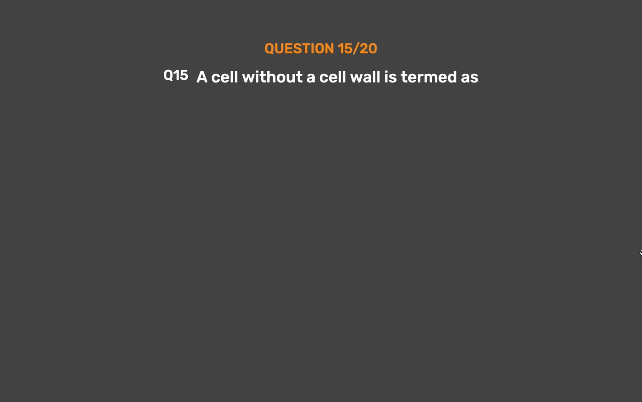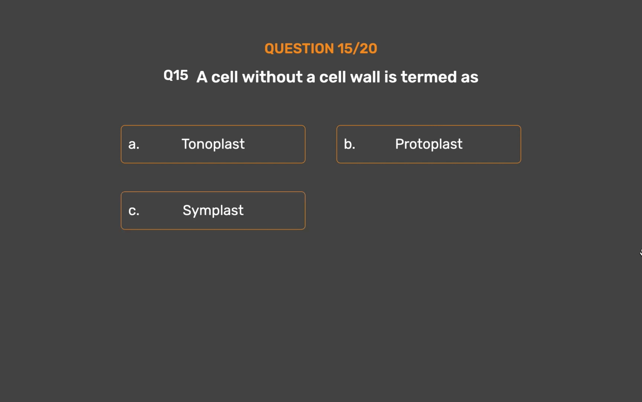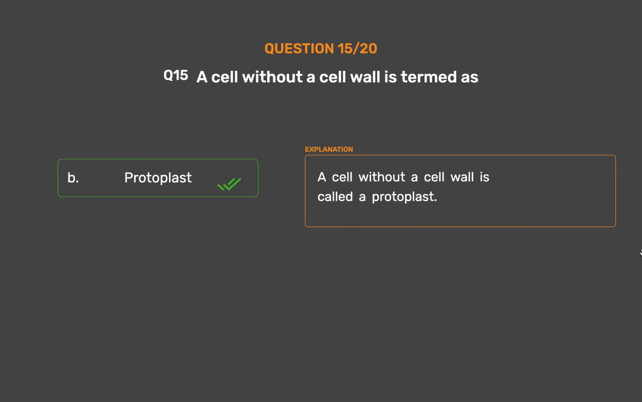Question number 15. A cell without a cell wall is termed as: Option A, tonoplast. Option B, protoplast. Option C, symplast. Option D, apoplast. The correct answer is Option B, protoplast. A cell without a cell wall is called a protoplast.